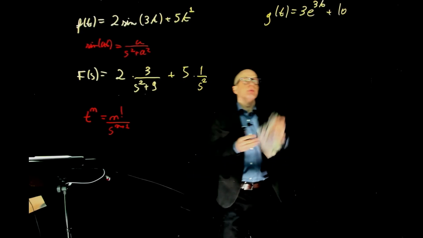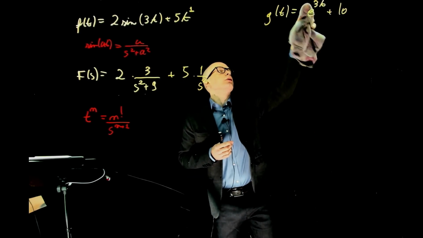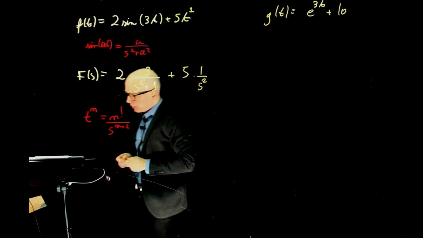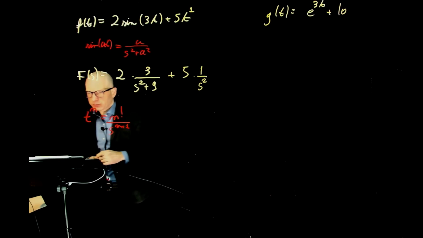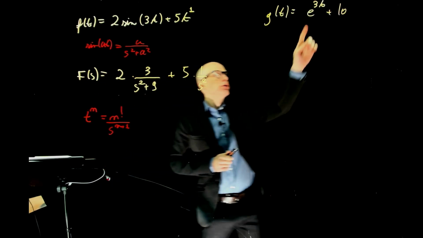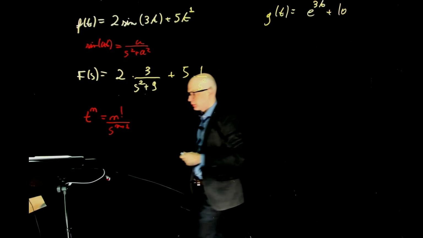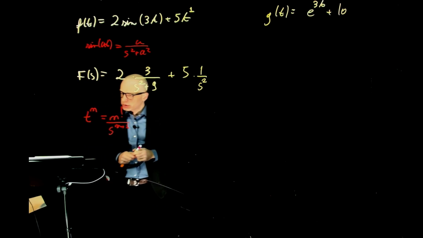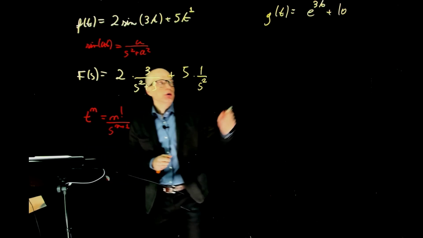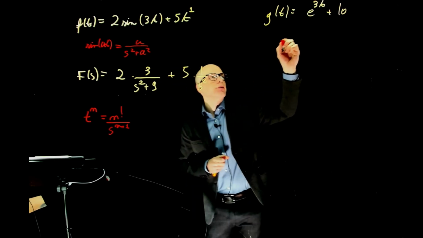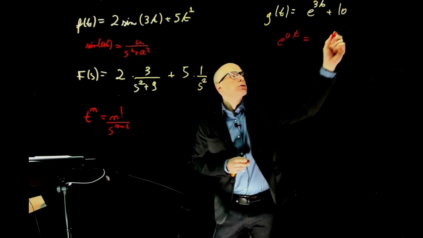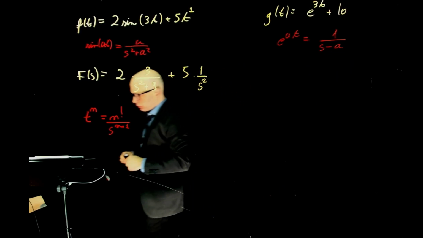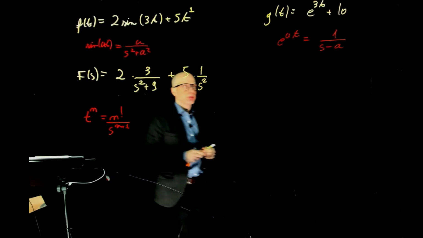Now, let's do one more then. Function g of t is exponential of 3t plus 10. So we have two terms, exponential and that. If you go to the table, which one can you use to solve for the first term? Well, we can use number 2. Number 2 states that the Laplace transform of exponential of at equals 1 over s minus a. That's number 2.